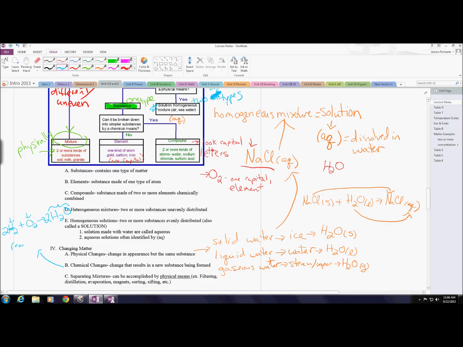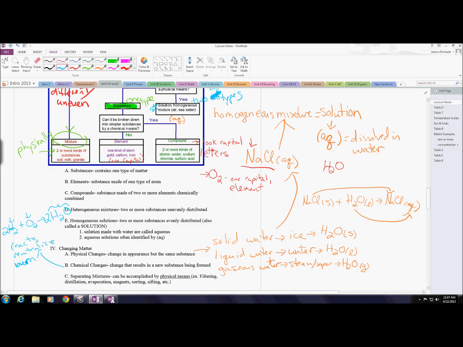So if you do something that makes a new substance, when it's done, it's a chemical change. Reacts, neutralizes, anything that sounds like burning, combustion, oxidize, burn, those are all going to be chemical changes. Look for those keywords when you're doing those things.